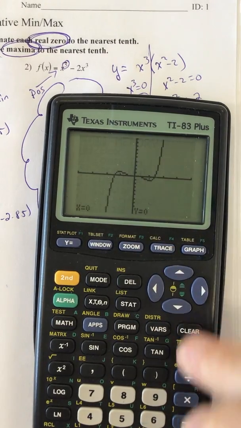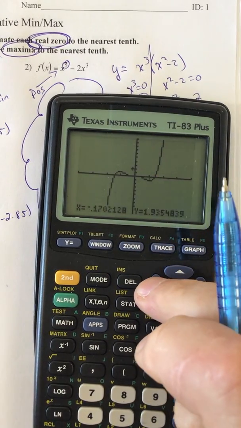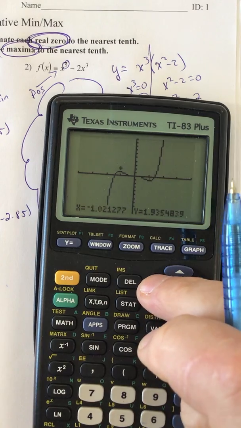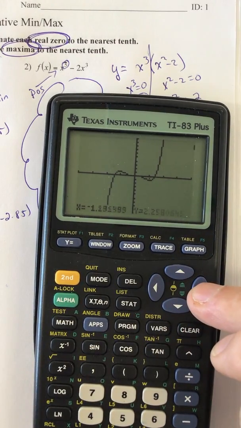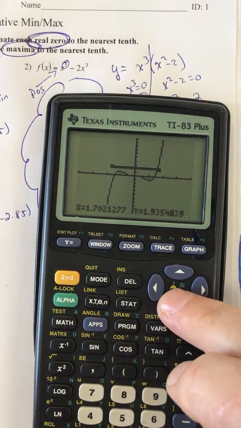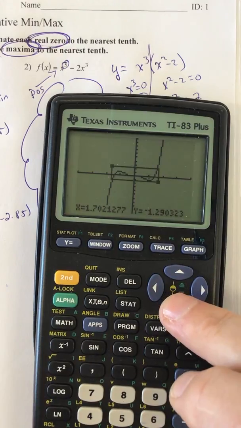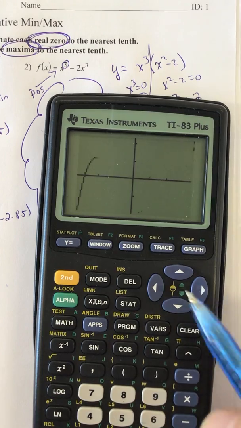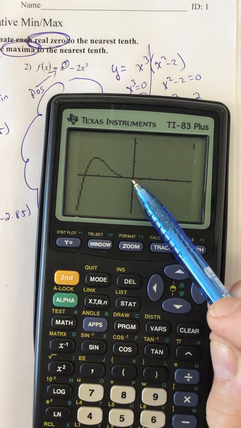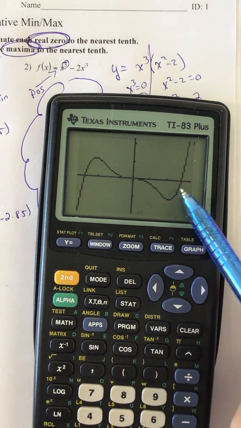Now I'm even going to box it in more. I hit zoom box. I'm just going to really emphasize it, so I'm going to zoom around these things that are important. Now that's really what I want to see right there. So there's the 0. See, here it comes in flat, touches that 0, and there's the minimum.